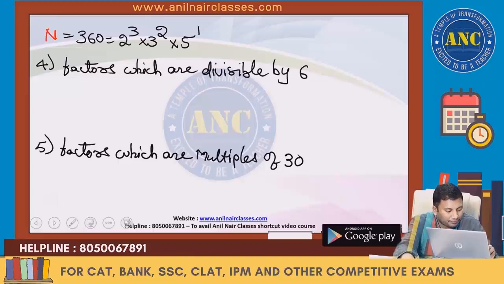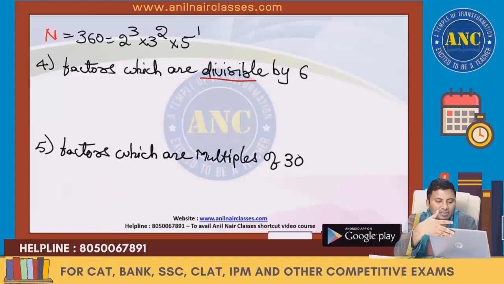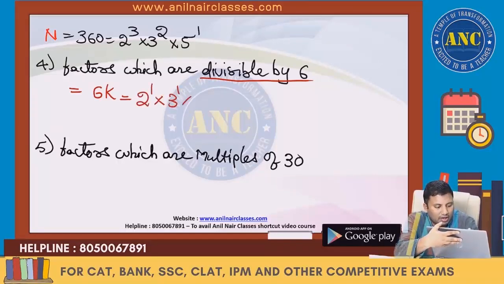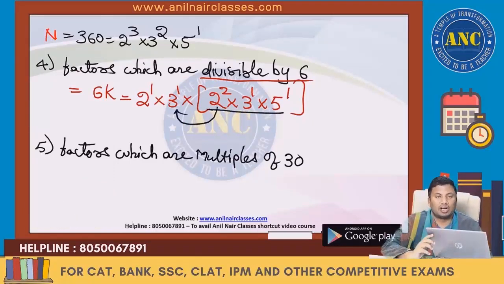Any factor which is divisible by 6 should be of the form 6k. That means every such number is divisible by 6. In other words, you can also do it by dividing by 6. So, 2 into 3 taken out, what is remaining? Remaining is 2 square into 3 power 1 into 5 power 1. These are the numbers which are divisible by 6.